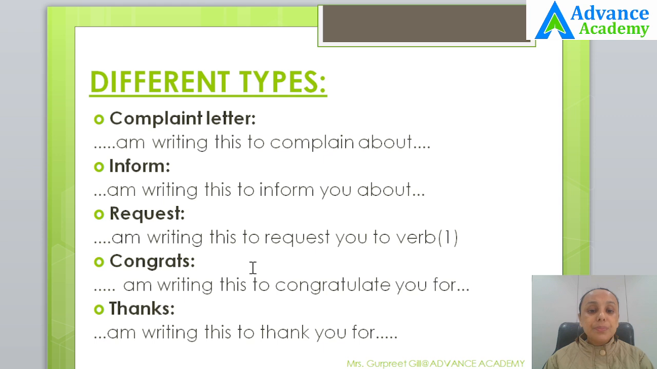Apart from that, you also need to understand that letters are identified on the basis of their formality level, whether they are formal, semi-formal, or casual. But you can also identify them on the other types, whether I'm writing a complaint letter, information letter, request letter, congratulations letter, or a thanks letter. So the introduction paragraph can use the words according to the type.